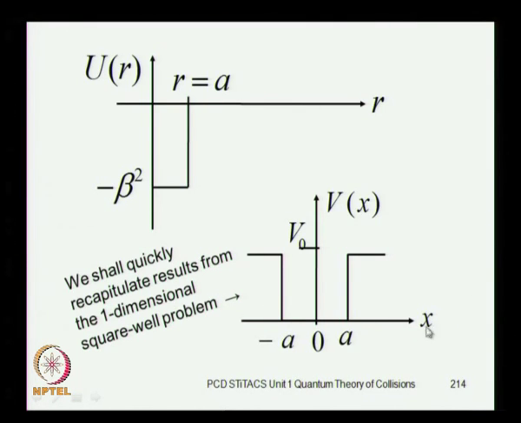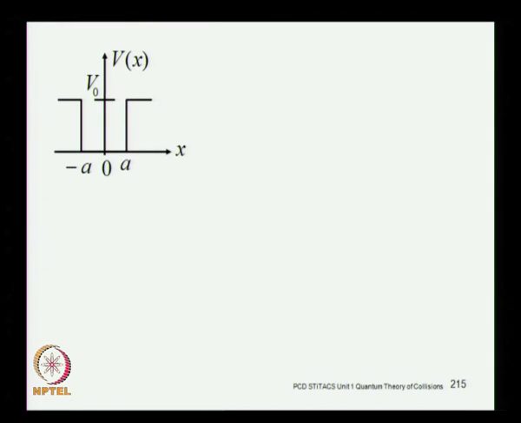So, you have a square well potential in one dimension along the x axis. The potential is 0 in the region minus A to plus A. It is V0 in the region less than minus A on the left of this, and it is equal to a constant V0 for x greater than A. That is the nature of the one dimensional square well that we will consider.